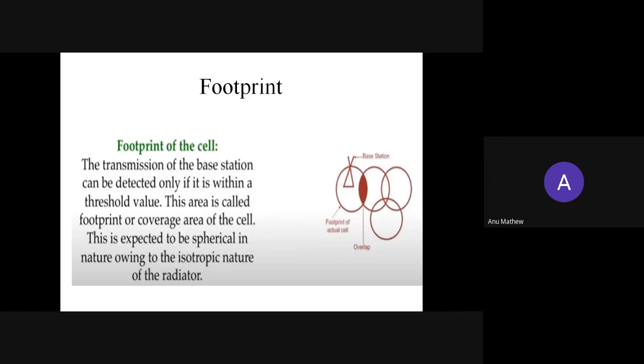So the power is radiated in a circular manner, and different antennas are radiating power in a circular manner. So there will be some overlapping, and this circular area is known as the footprint of a cell.